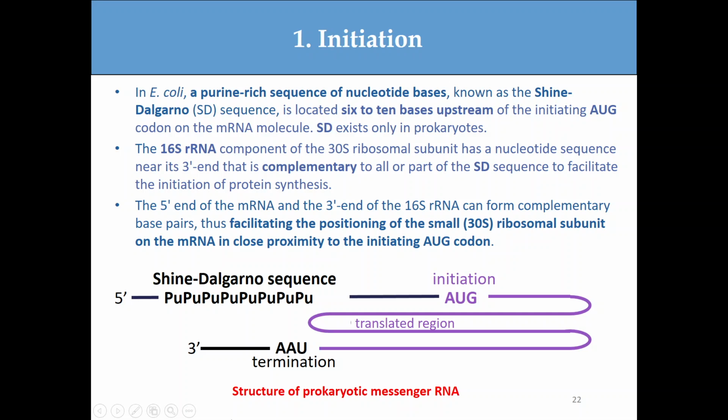and it will facilitate the initiation of protein synthesis at the 5' end of the mRNA and the 3' end of the 16S. They're complementary. So the 5' here is complementary to the 3' end of the 16S ribosomal RNA, which can form complementary base pairing, facilitating the positioning of the small ribosomal subunit, and then the large subunit. We have the start codon, and we have the termination codon and poly A.